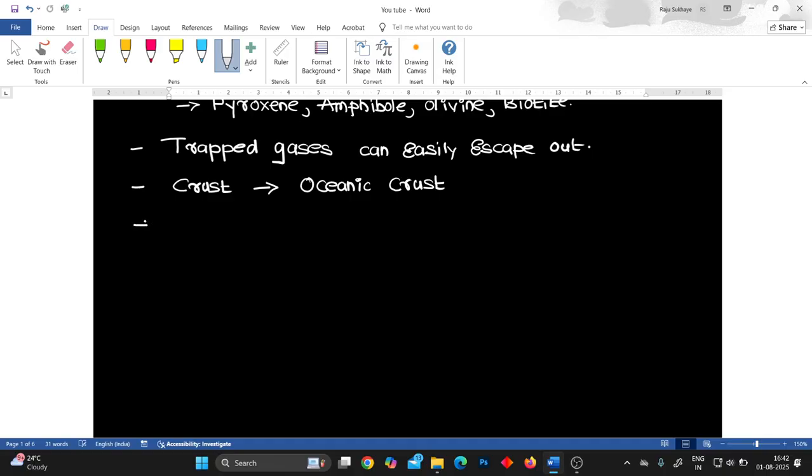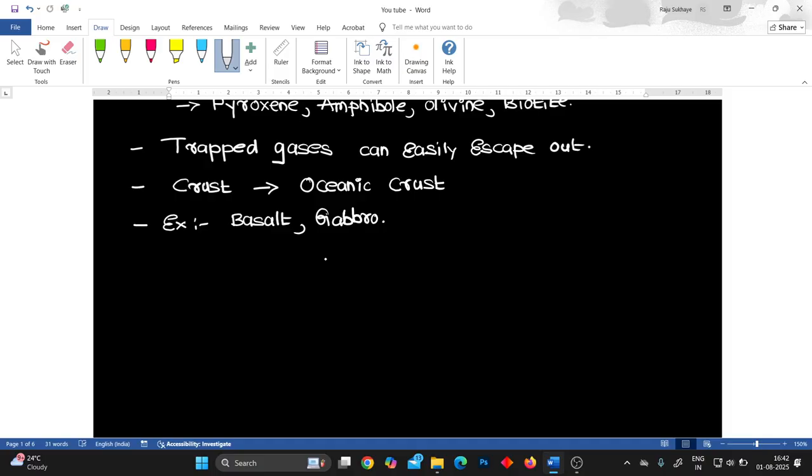Okay, so after that, what are the examples of the rocks when this basic magma or basic lava cools down? Examples are basalt and gabbro. These two are examples of igneous rocks which are formed from the basic magma or mafic magma or lava as well.